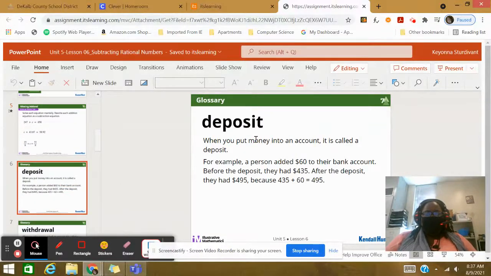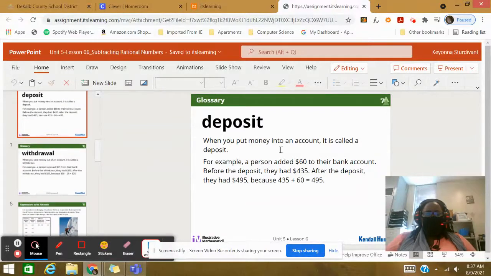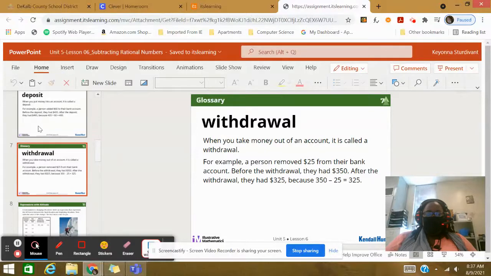Our word bank is still looking at deposits. Remember that deposits mean that we're adding money and withdrawal means that we're subtracting money.